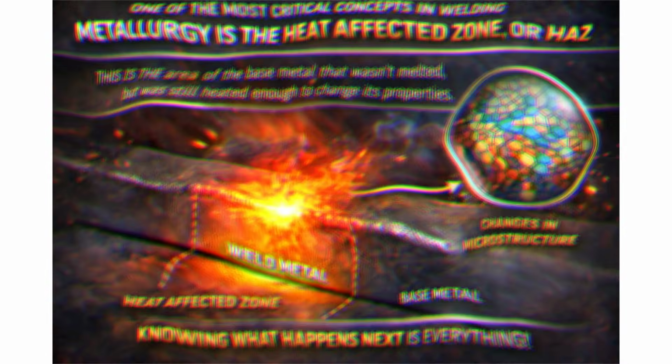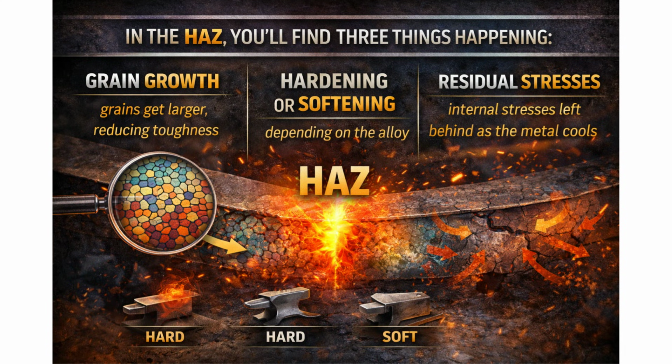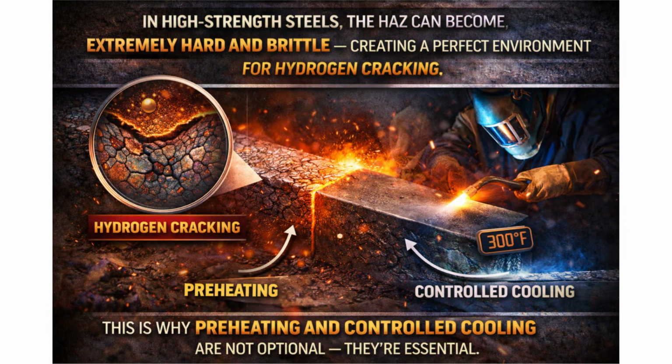One of the most critical concepts in welding metallurgy is the heat-affected zone, or HAZ. This is the area of the base metal that wasn't melted, but was still heated enough to change its properties. In the HAZ, you'll find three things happening: grain growth, where grains get larger, reducing toughness; hardening or softening, depending on the alloy; and residual stresses, internal stresses left behind as the metal cools. For example, in high-strength steels, the HAZ can become extremely hard and brittle, creating a perfect environment for hydrogen cracking. This is why preheating and controlled cooling are not optional, they're essential.